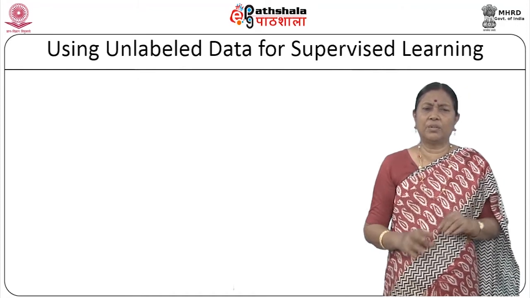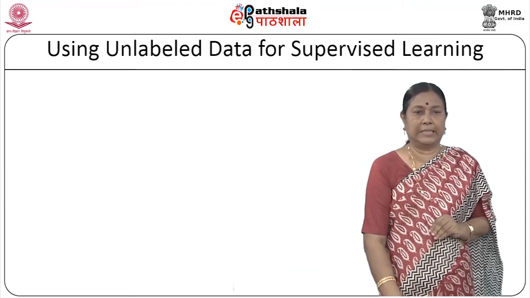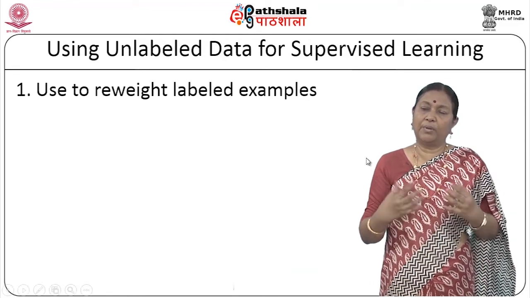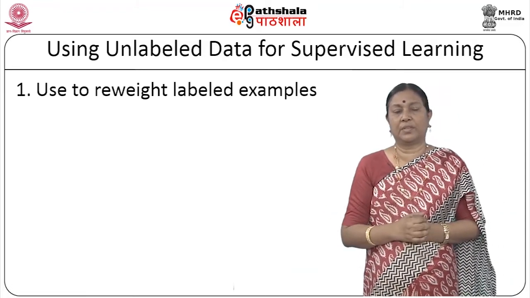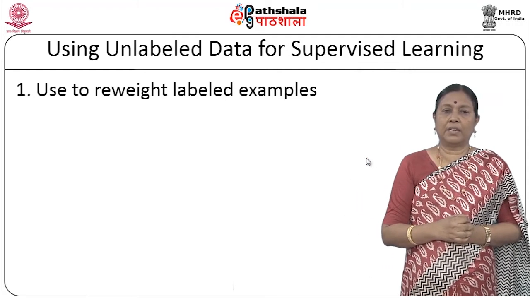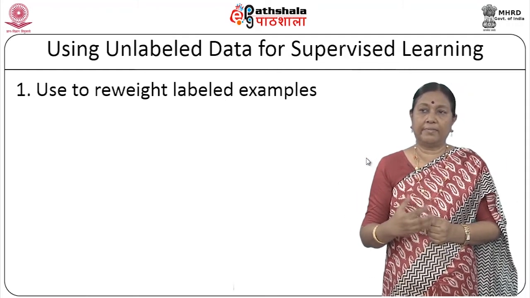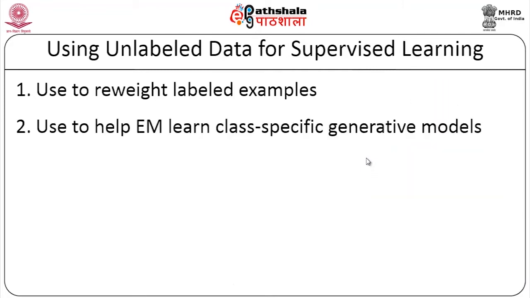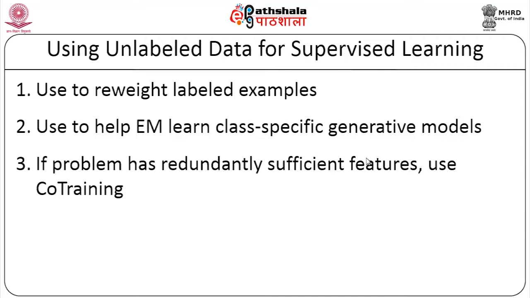So, let us look at using unlabeled data for supervised learning. How do you use it? There are different ways of using it. One way is to use it for weighting the labeled examples. You can use the unlabeled data to help an algorithm like the EM algorithm, which we have not yet learned, we will go about it later, to go for class specific generative models. And if the problem has redundantly sufficient features, we can also use the unlabeled data to go about doing co-training.